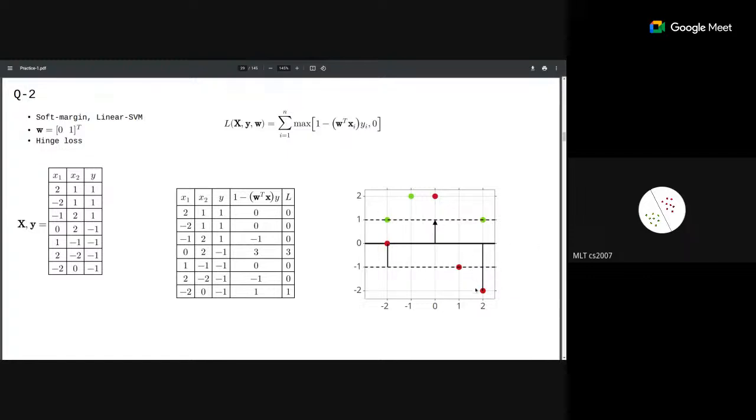Now, can you tell me which of these points are violating the margin? Just 1 point, 0 2. No, there should be 2 points. Minus 1 2, on the decision boundary, and both are red. Minus 2 0 and the other one. So this minus 2 0 is violating the margin, and 0 2, right? Yes, 0 2 and then 0 2.